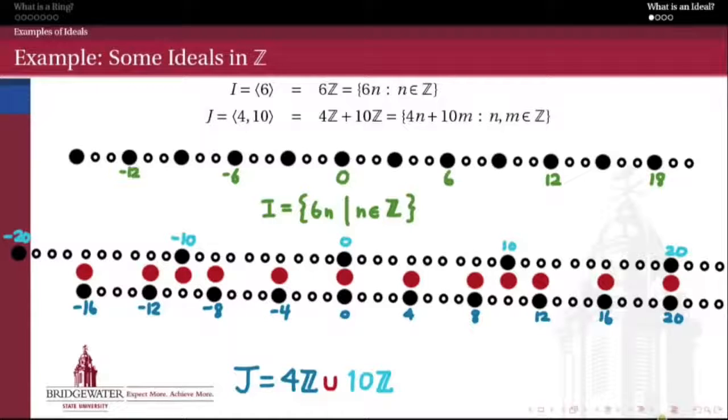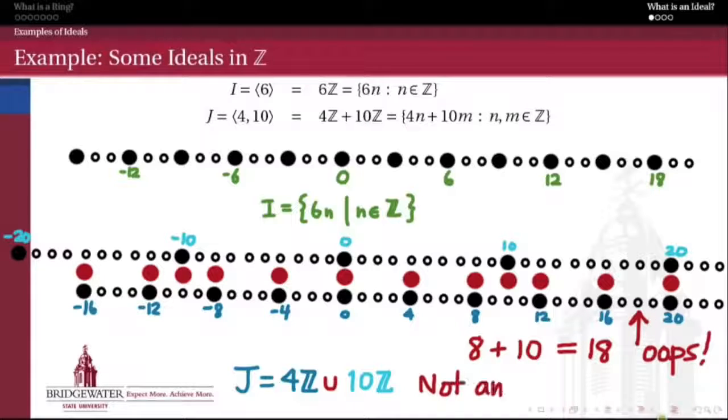I've highlighted the union elements here. But the problem with taking the union of two ideals is that that union doesn't necessarily even have to be an additive subgroup. For instance, 8 belongs to this union and 10 belongs to this union, but their sum, 8 plus 10, doesn't belong to this union. So this isn't even an additive subgroup if I take the union, and therefore the union of these two ideals is not even an ideal at all. So the ideal J that we're thinking of is definitely not the union of 4Z with 10Z.